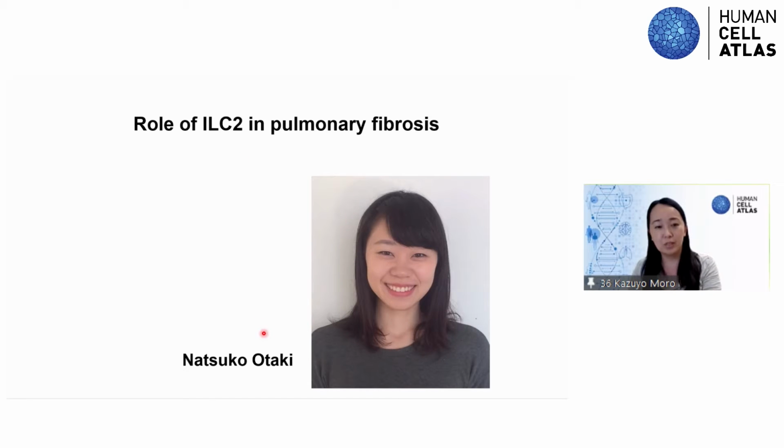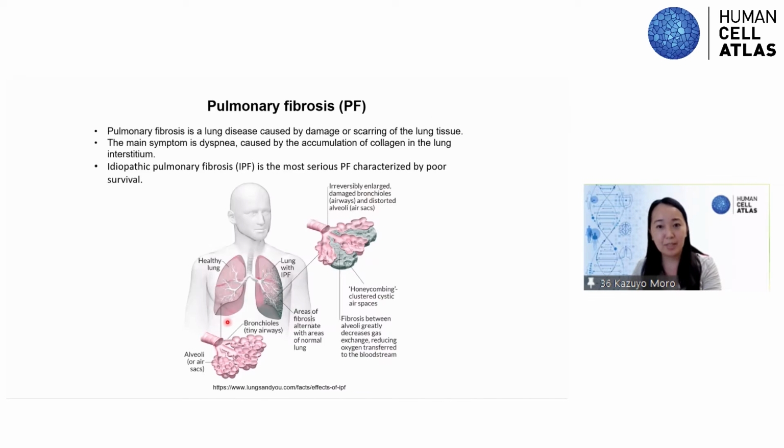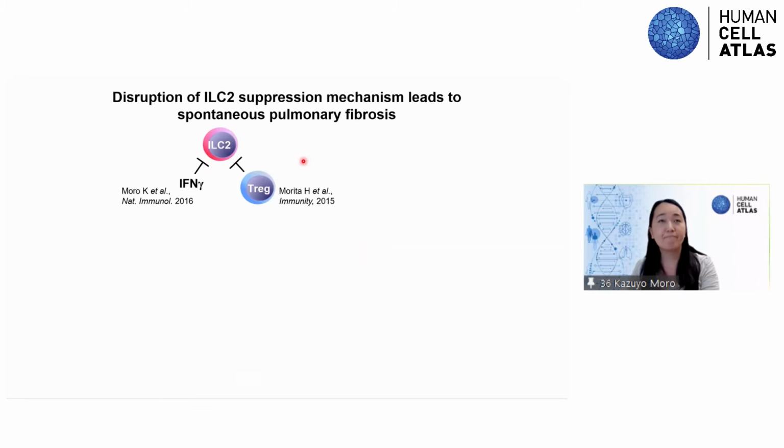This project was done by Natsuko, who is an excellent PhD student. Pulmonary fibrosis is a kind of horrible disease in the lung. The main symptom is dyspnea caused by the accumulation of collagen in the lung. Especially IPF is the most severe pulmonary fibrosis, and patients with this disease, IPF, are going to die in about 2 years after diagnosis.